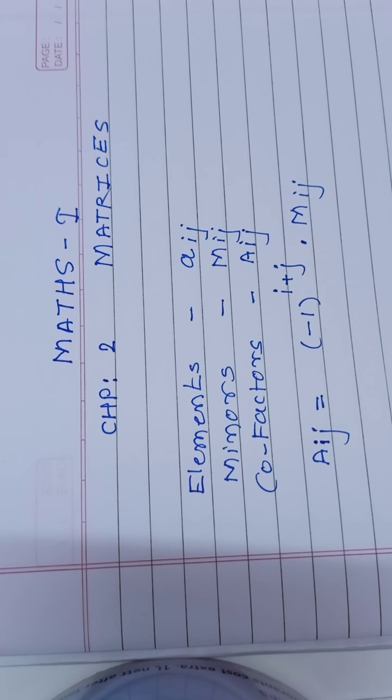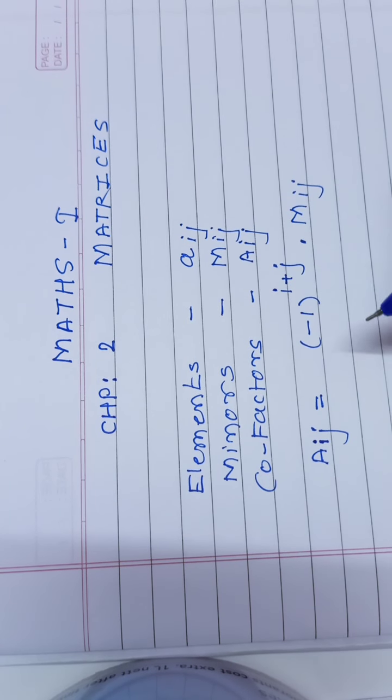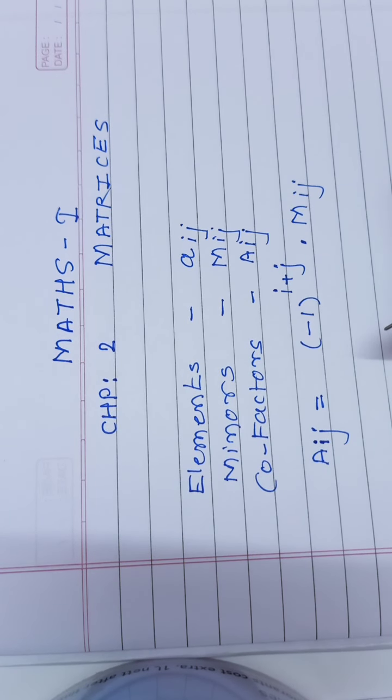Today we are going to deal with Maths 1 and chapter number 2, that is matrices. So let's begin. So what is a matrix? A matrix is nothing but simply the arrangement of some numbers in rows and columns.